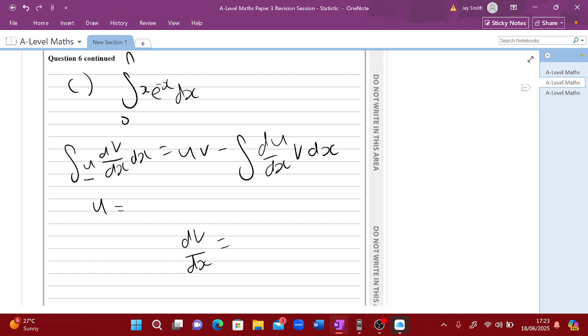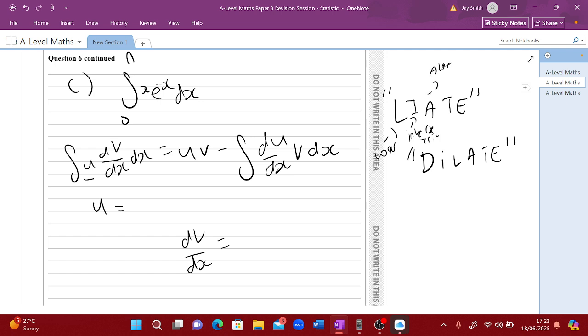And in order to decide, you're going to use the LATE rule here. What I like to remember is actually DILATE. You don't need the I bit for A level. So this stands for logs, inverse trig, that stands for algebra, so polynomial terms like x squared, x to the 4, x, and so on. That's a trig function, and that's an exponential function like e to the x. So that tells you the order to pick your differentiation.